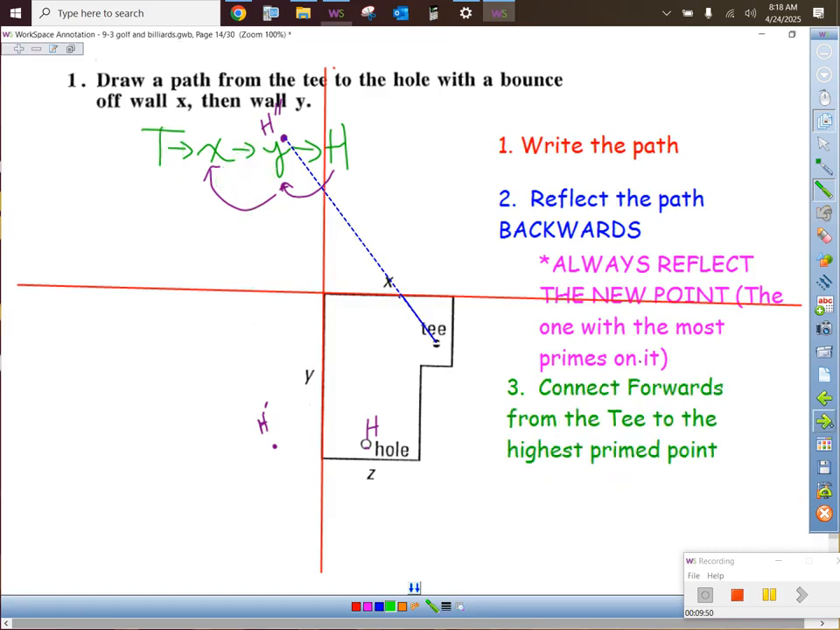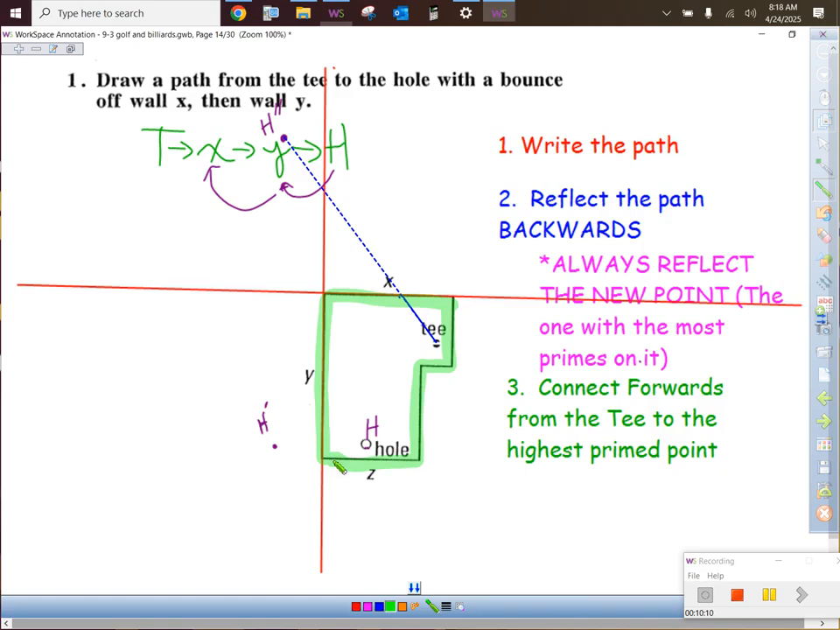So when we connect, if you would connect like this, solid on the inside and dashed on the outside. What do I mean by inside and outside? The golf hole right here is just this green highlighted thing. So the ball is going to go to wall X, and it's going to bounce off of it, but we had to aim to where H double prime was. We had to aim where H double prime was.